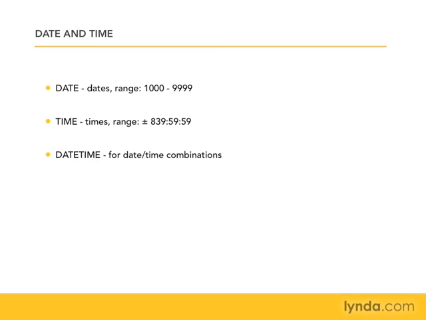And the datetime type for date and time combinations. The timestamp type is useful for event logging, and it's automatic. So every time you insert a row, it automatically gets updated with the time and date that the row was inserted. Let's take a look at some examples.